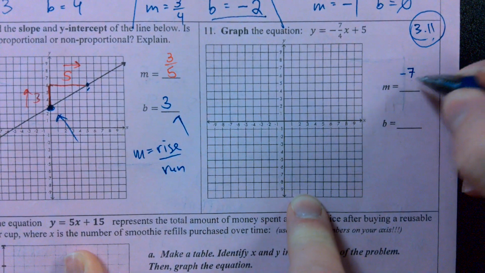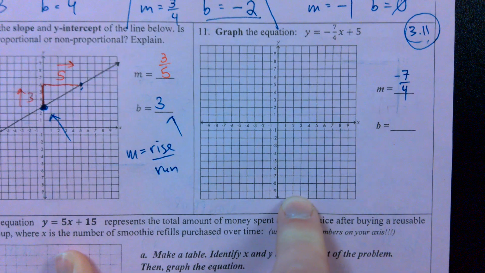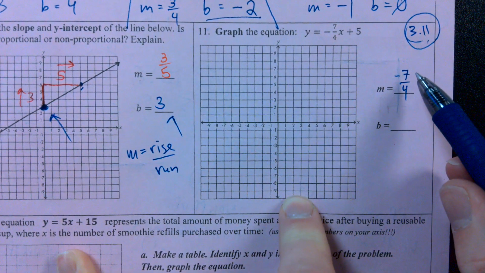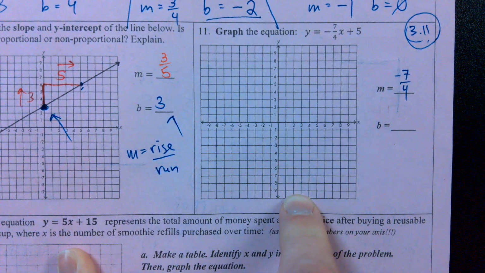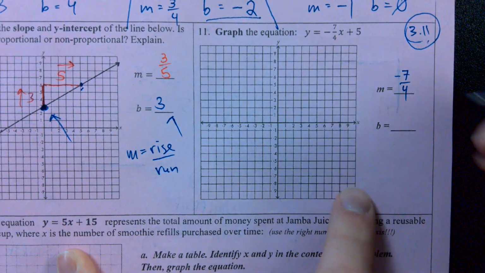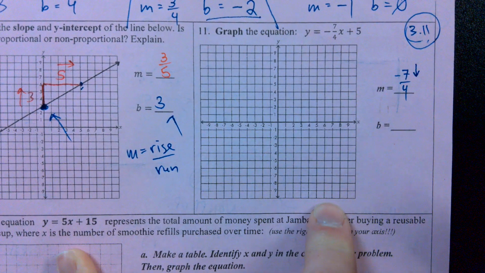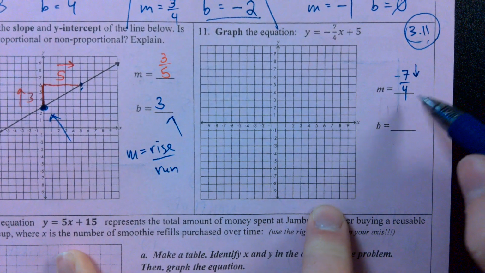-7 over 4. Good. I'm going to stick my negative sign in the numerator. Now is 7 my rise or my run? My rise. If it's negative, am I rising up or down? Yeah, I'm rising down, so I'm going to do a little down arrow. This is fairly fresh in our brains, right? We remember this lesson?